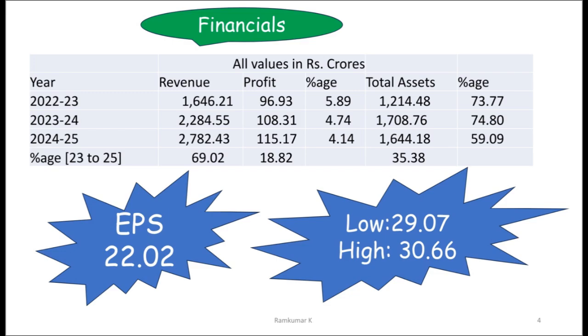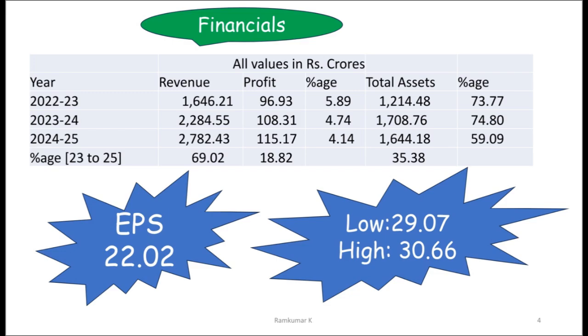Now if you look at the profit as a percentage of the revenue, then for the same 3 years it is 5.89 followed by 4.74 followed by 4.14. So you can see that the PAT is stressed, in the sense that we are getting about 4 to 5% of the revenue as profit for the company.